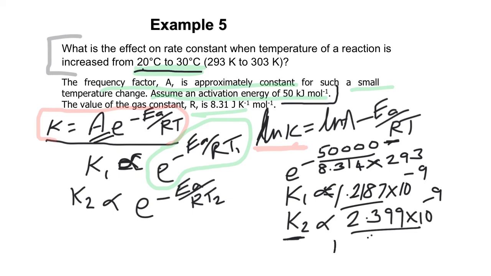So K2 is 1.97 times K1. So it's roughly doubling. What this shows is, when you increase the temperature by 10 degrees, you can see the rate of the reaction doubling in value. That's what this is showing. Okay.